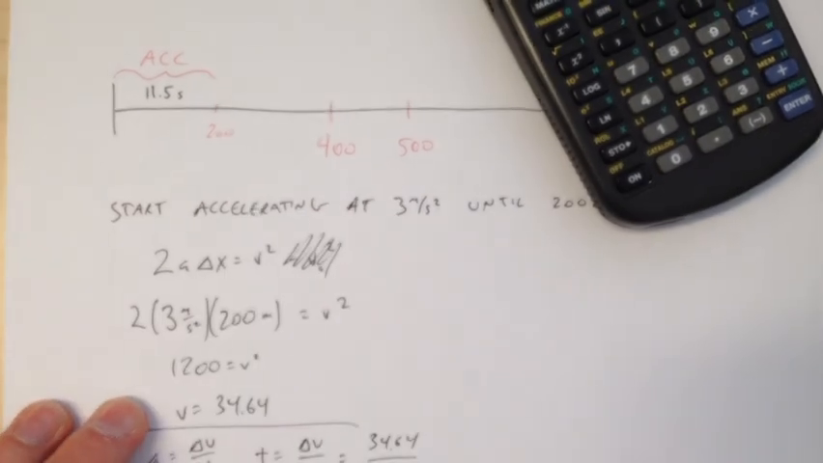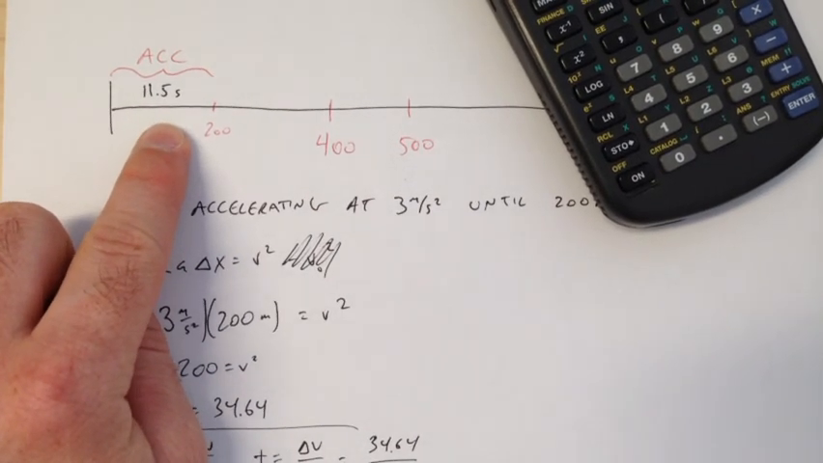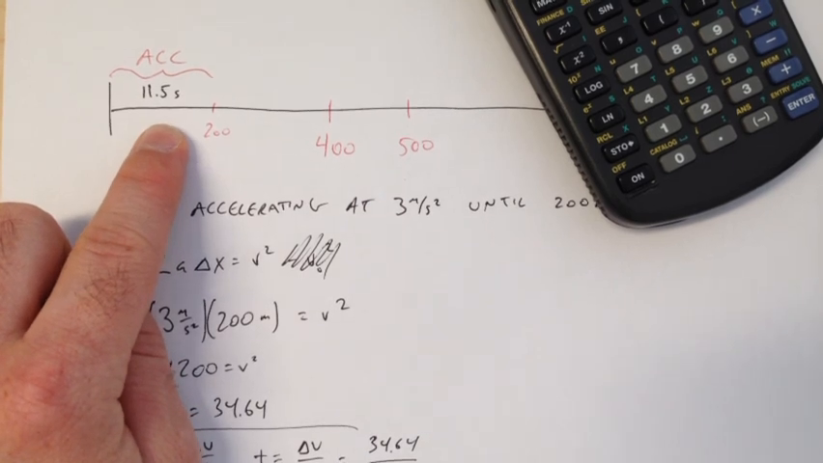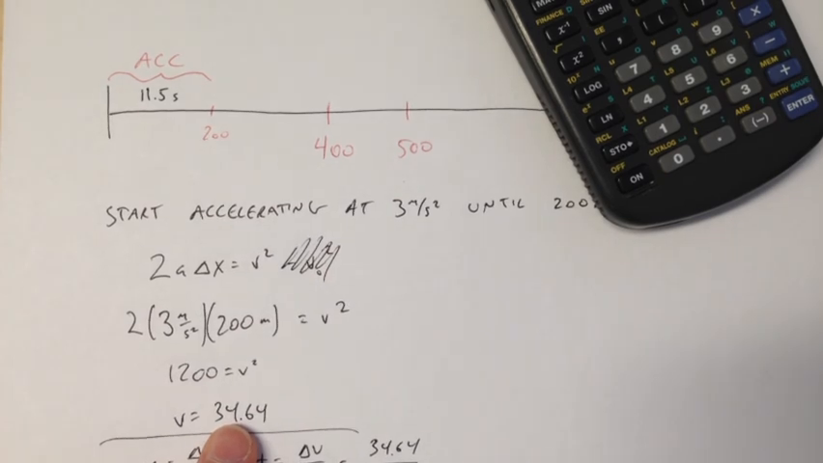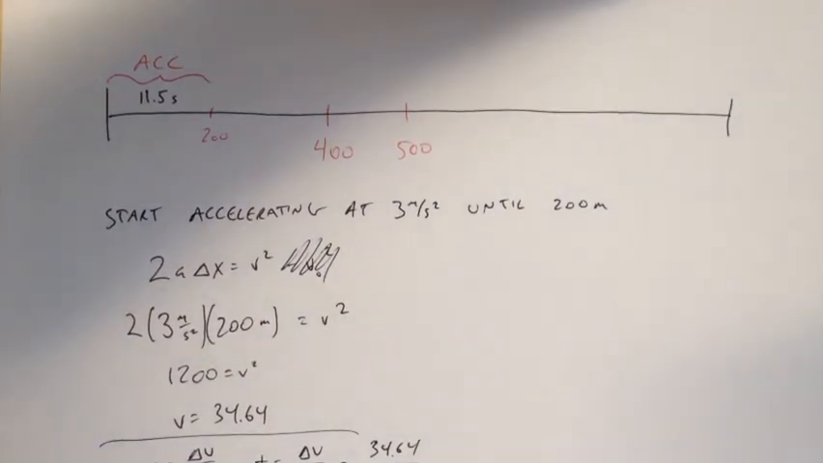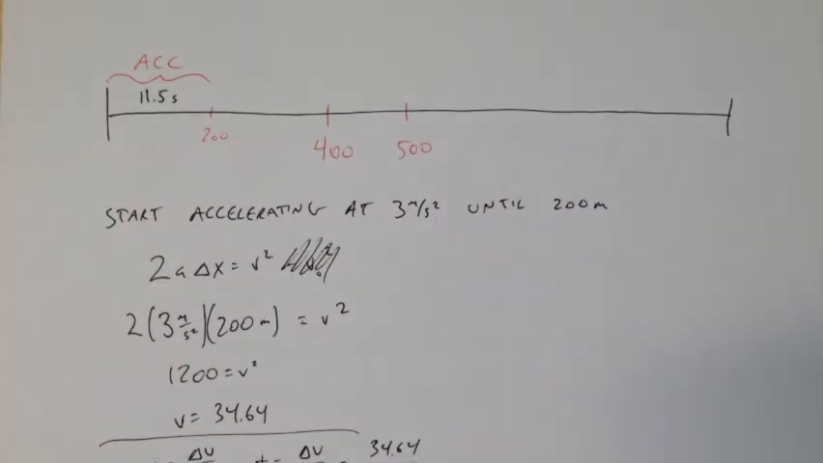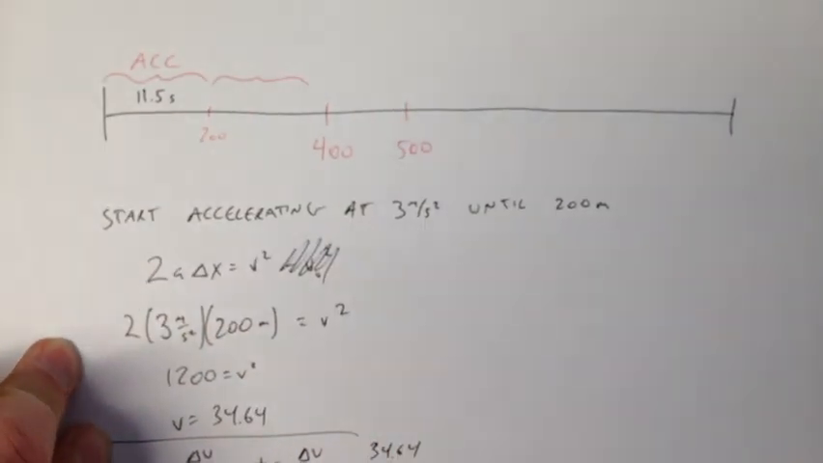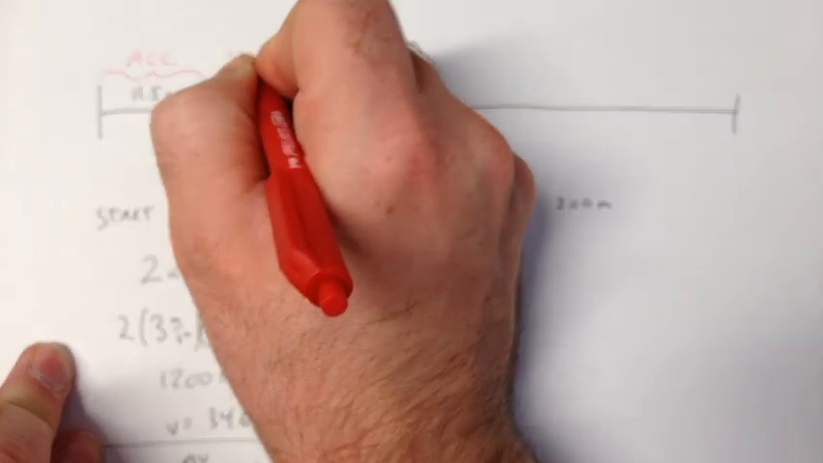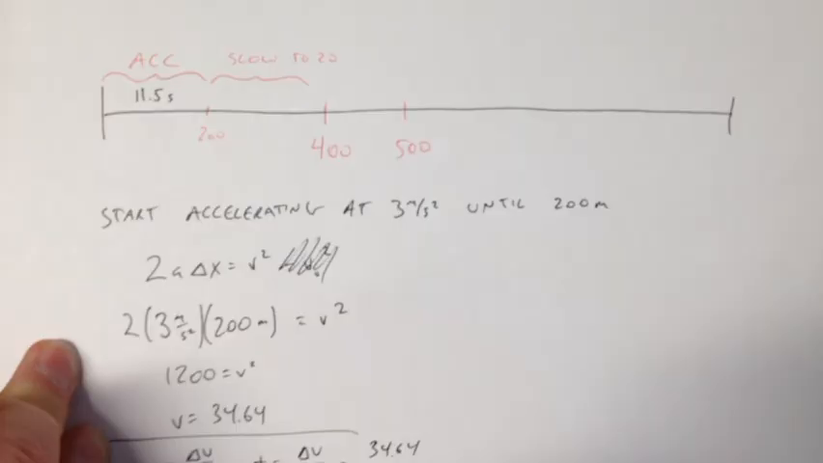So we are clear, I accelerated at 3 meters per second squared for 11.5 seconds. It got me 200 meters, and I'm now a good 14.64 meters per second over the speed limit, which means I need to slow down. I will be able to slow down. I only need to slow down to 20. So next thing is I need to slow to 20.